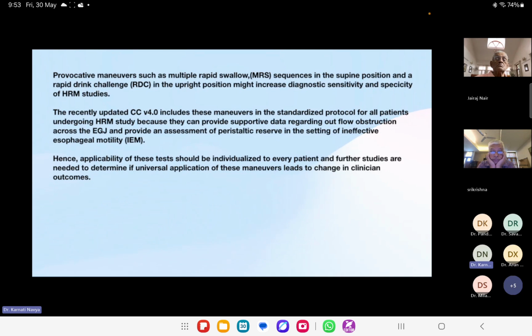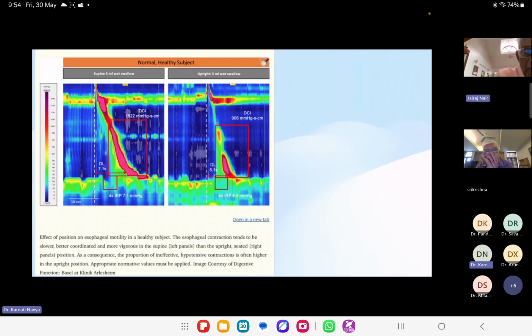Sometimes a provocative maneuver, such as multiple rapid swallows in the supine position and a rapid drink challenge in the upright position, might increase the diagnostic sensitivity and specificity. In the recently updated Chicago classification version 4.0, these maneuvers are included in the standardized protocol for all patients undergoing an HRM study because they can provide supporting data regarding outflow obstruction across the junction. They also provide an assessment of peristaltic reserve in the setting of ineffective esophageal motility. Hence, they should be applied. This applicability is individualized to every patient. And further studies are needed to determine if universal application of these maneuvers leads to change in clinical outcomes.